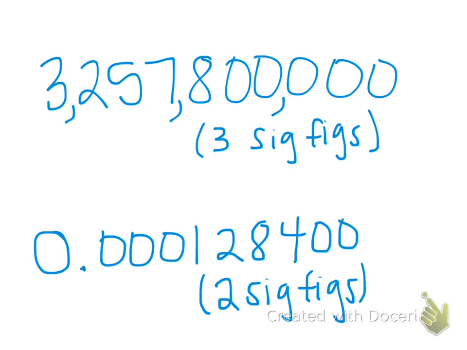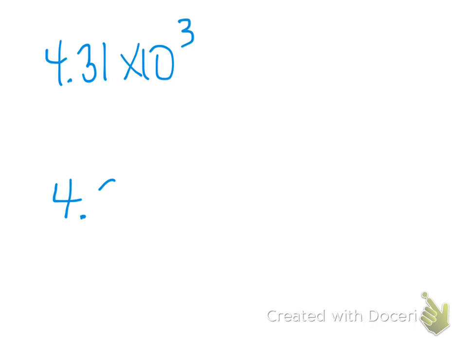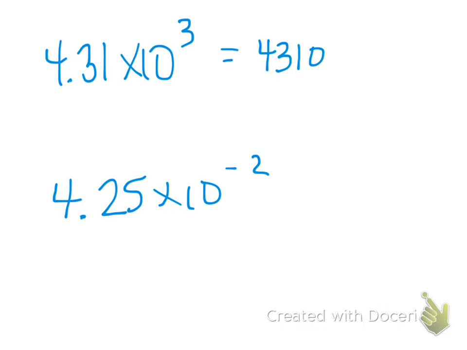Let's take one out of scientific notation now. If I give you 4.31 times 10 to the third and 4.25 times 10 to the negative second, I want you to expand both of those numbers. Write the full number out for me. So our answers here should have been 4,310 and 0.0425.